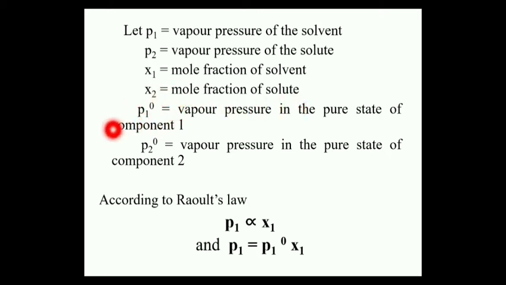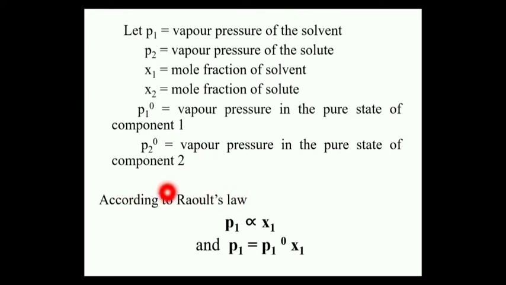While P1 naught and P2 naught are the vapor pressure in the pure state of component 1 and of component 2 respectively. Okay, so 1 is nothing but the solvent and component 2 is nothing but the solute. So P1 is the vapor pressure of the solvent and X1 is the mole fraction of the solvent. Similarly for component 2, that is the solute, P2 is the vapor pressure of the solute and X2 is the mole fraction of the solute. And P1 naught and P2 naught are the vapor pressure in the pure state of component 1 and 2.